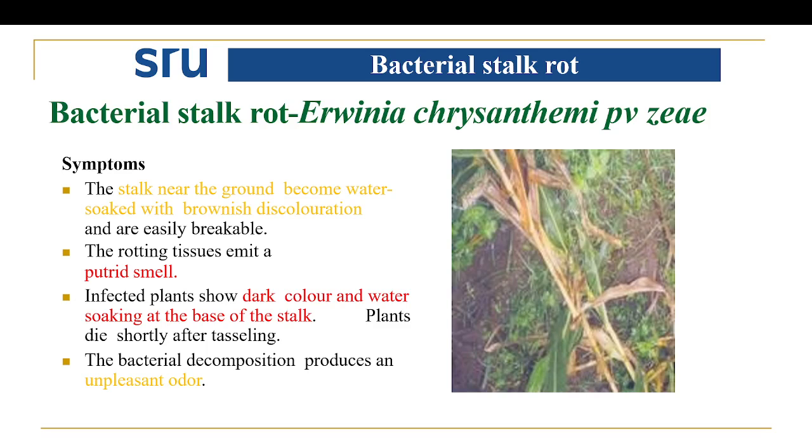Coming to the next important disease, bacterial stalk rot, which is caused by Erwinia chrysanthemi pv. zeae. Coming to the symptoms, the stalk near the ground becomes water soaked with a brownish discoloration and is easily breakable. The rotting tissue emits a very putrid smell from the bacteria. Infected plants show dark color and water soaking at the basal end of the stalk. The plants die shortly after tasseling. The bacterial decomposition produces an unpleasant odor, a putrid smell.